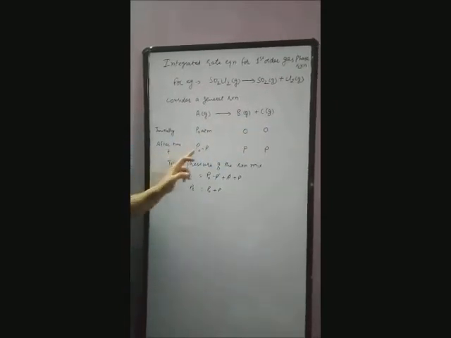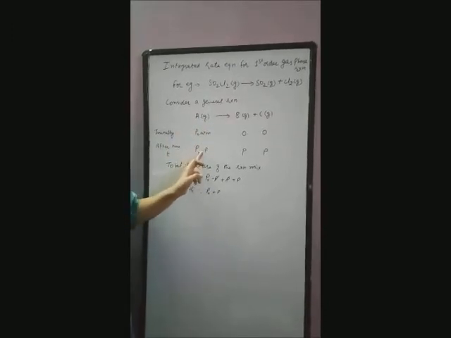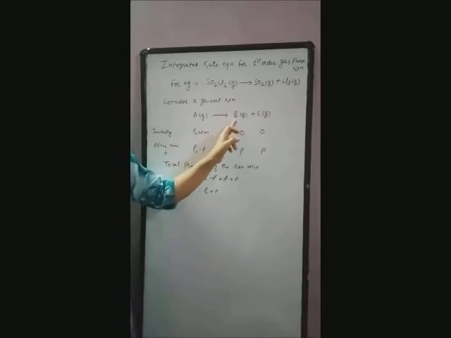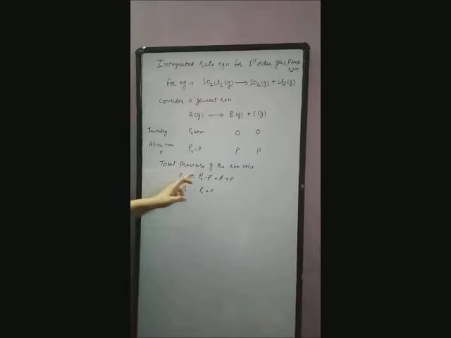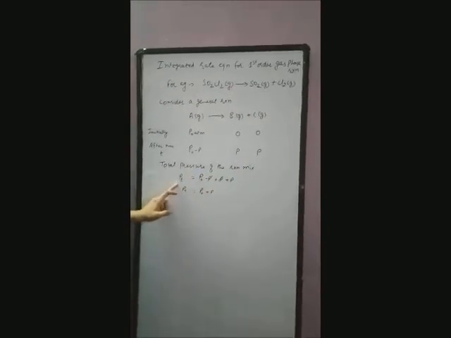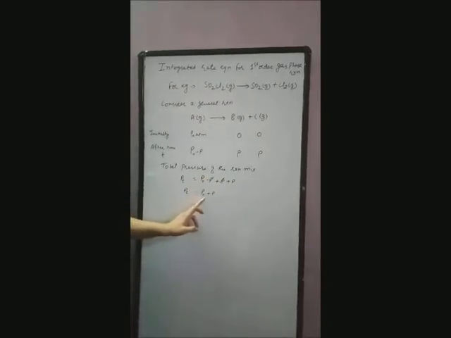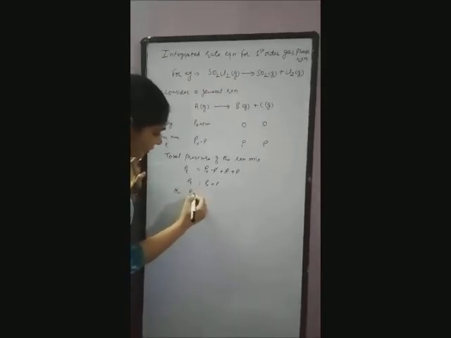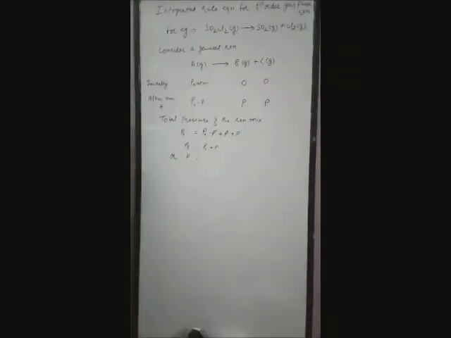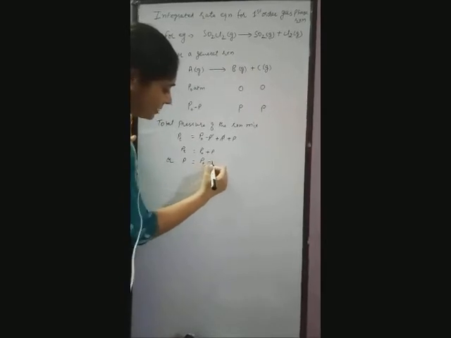After time T, P amount of pressure is decreased for reactant A and we are left with P0 minus P pressure. And for B and C, we get P and P pressure. Total pressure of the reaction mixture, that is Pt, is equal to P0 minus P plus P plus P. By cancelling, we get Pt is equal to P0 plus P, or P is equal to Pt minus P naught.